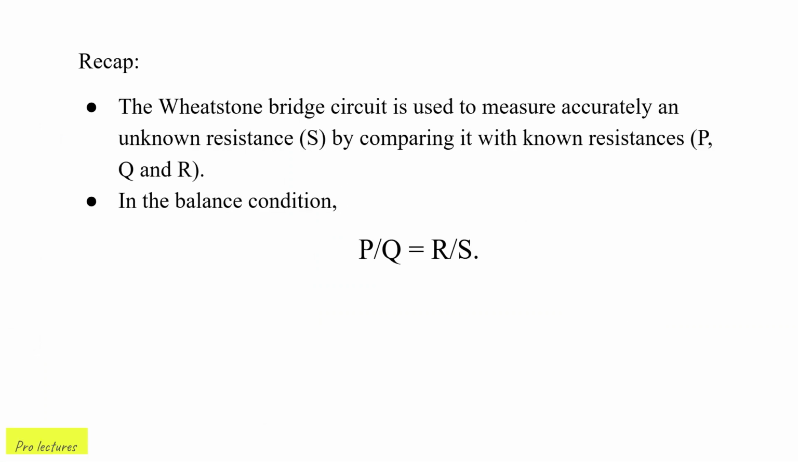To recap, the Wheatstone bridge works by balancing resistances. The Wheatstone bridge is used to measure accurately an unknown resistance S by comparing with the known resistances P, Q, and R. In balance condition, P by Q is equal to R by S.